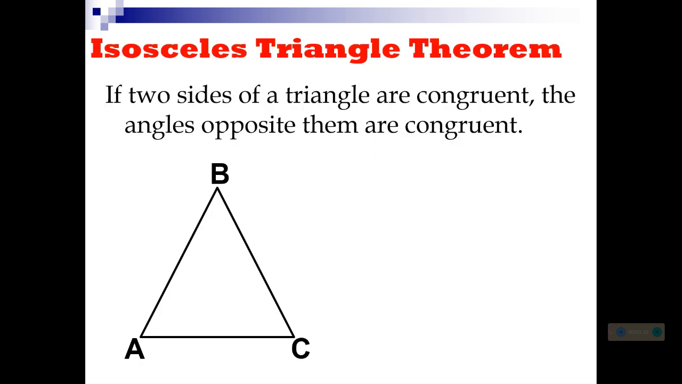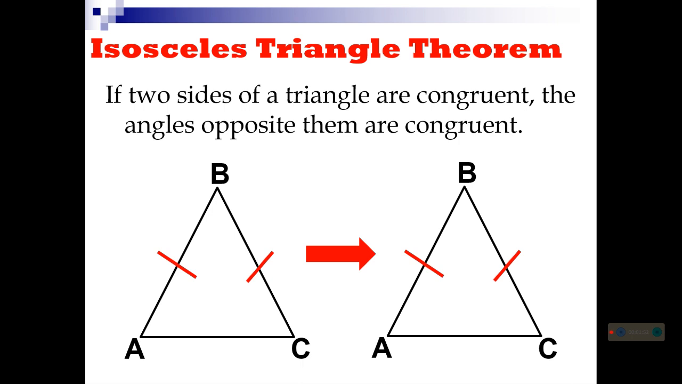Let's now proceed with the theorem. Again, to recall, the isosceles triangle theorem says that if two sides of a triangle are congruent, the angles opposite them are congruent. So if we have triangle ABC that is isosceles, the angles opposite the congruent sides are also congruent, and they are called the base angles.